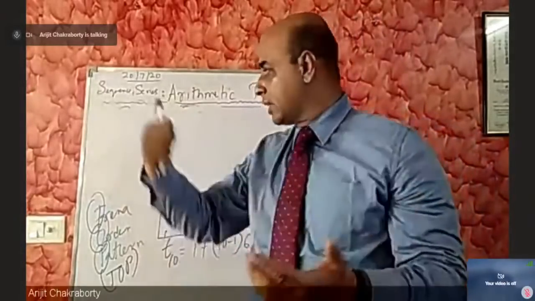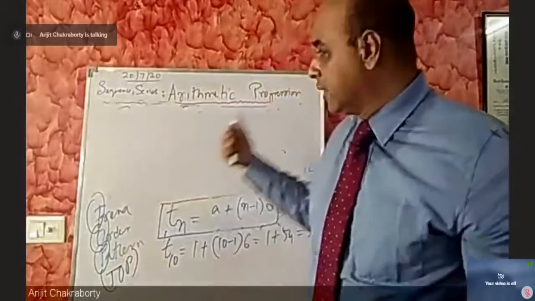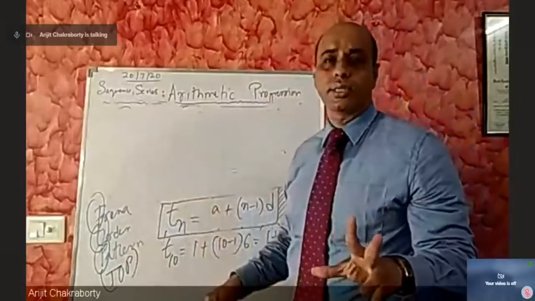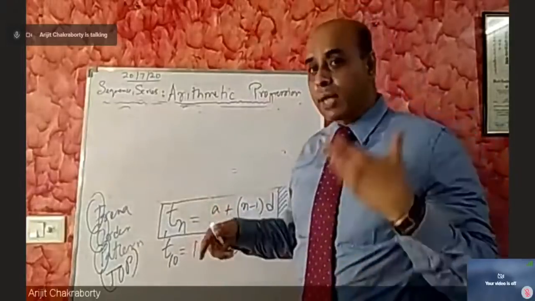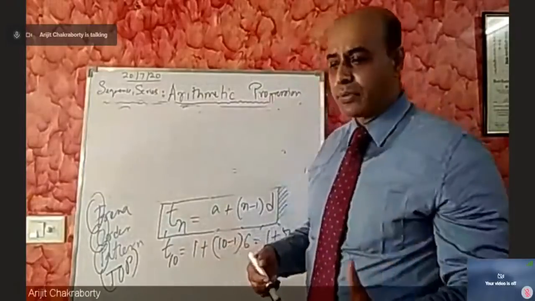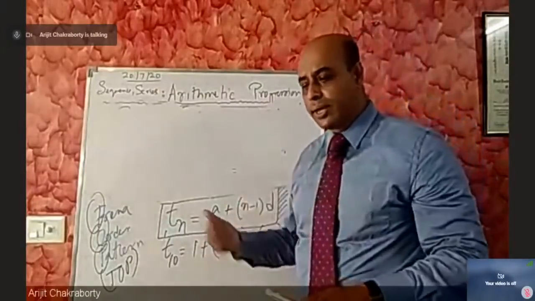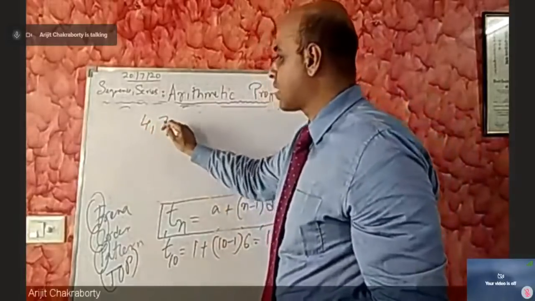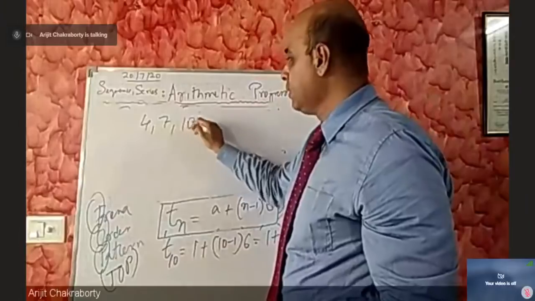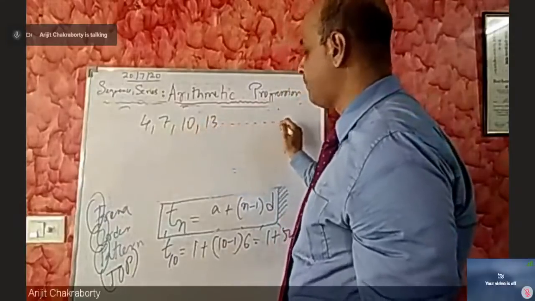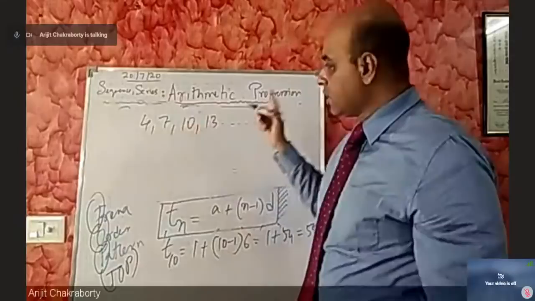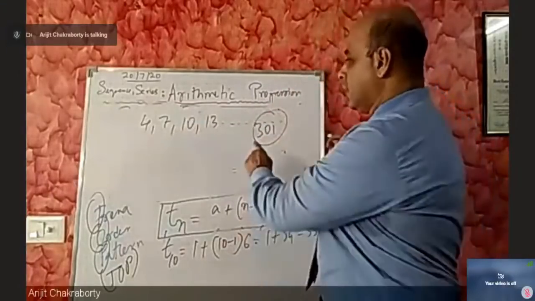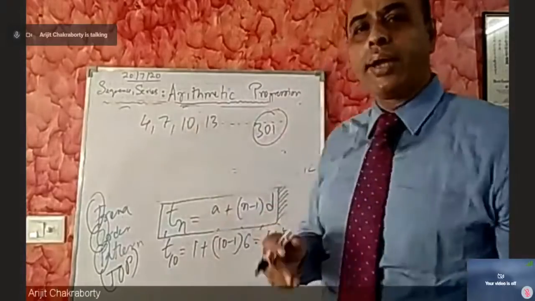Normally in the case of progressions, you will be getting two types of problems. First is they ask you to find out the nth term, and sometimes they ask you to find out the sum. Right. Let's do one more on nth term. Now the question is, there is a series 4, 7, 10, 13 and so on. Now there is a particular term 301 in this series. You have to find out which term.